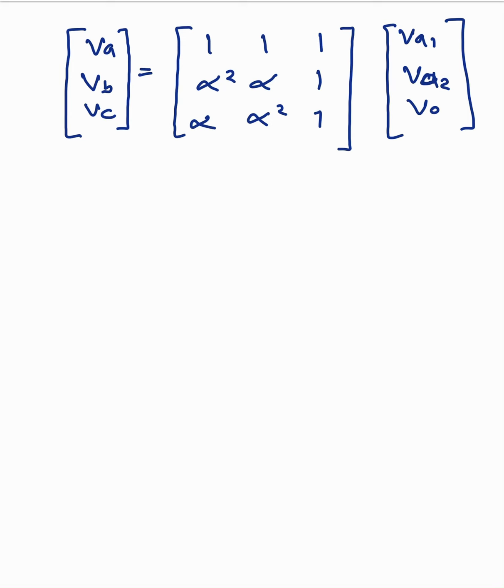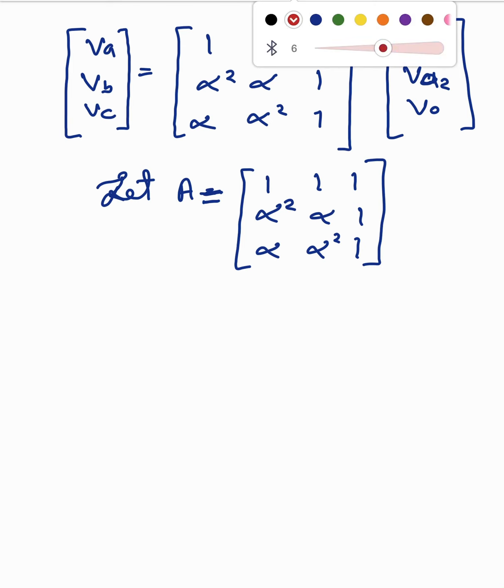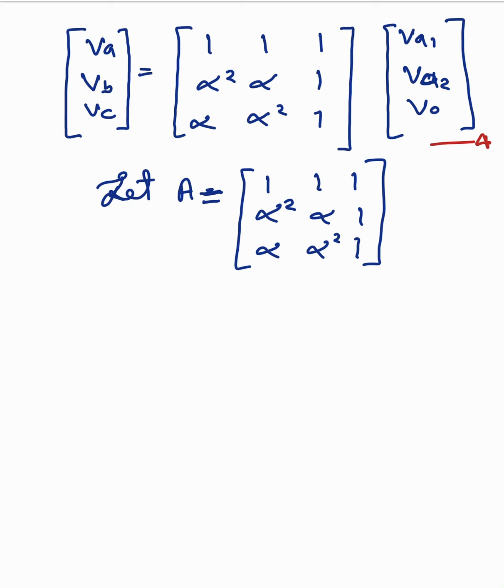So suppose, let A be equal to 1 1 1, alpha square alpha 1, alpha square 1. So that is the A, and this is equation number 4.